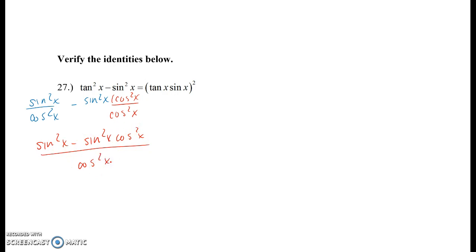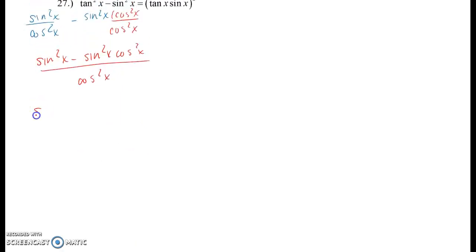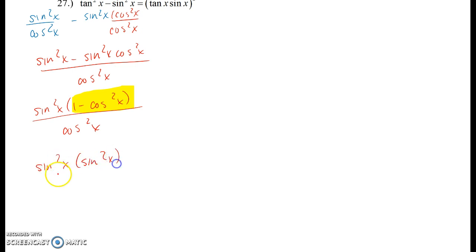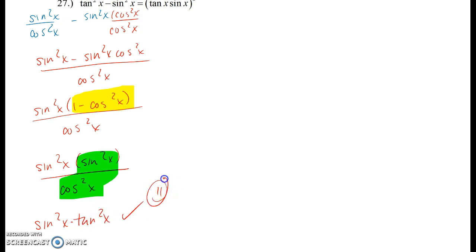Now I can see the sine squared x is a common factor, so I'm going to go ahead and factor that out, giving me 1 minus cosine squared x over cosine squared x. And then from here, I know that I can replace the 1 minus cosine squared x with sine squared x. So I have sine squared x times sine squared x all over cosine squared x. And then this sine over cosine can be written as tangent. So I get sine squared x times tangent squared x, and I have met my match.